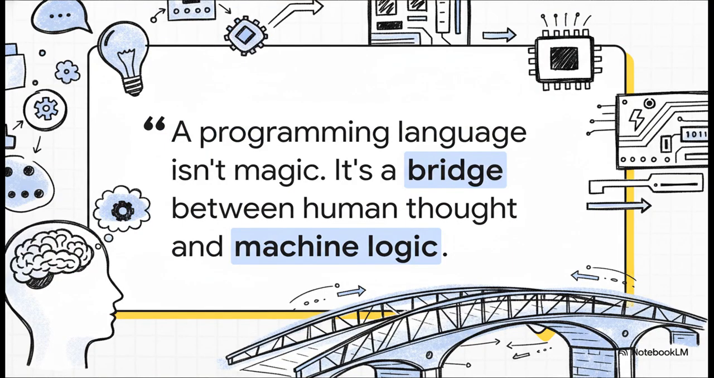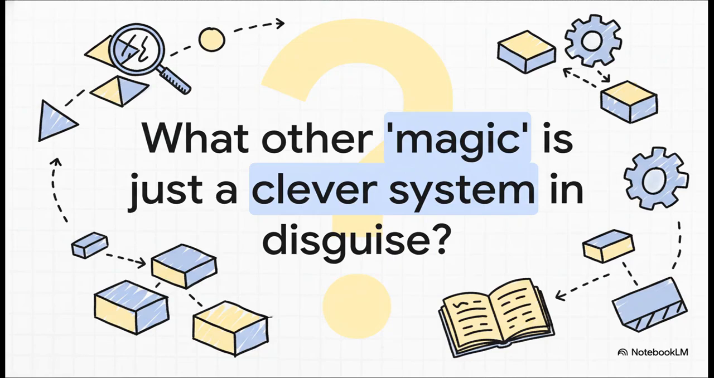And really, that's the whole takeaway here. A programming language isn't some mystical spell that a computer just magically knows. It is a carefully constructed, logical, and frankly, beautiful bridge that we humans designed to communicate our complex thoughts to the incredibly simple, yet powerful logic of a machine. This three-step dance of breaking down, structuring, and then executing, it's the secret behind almost every piece of software you've ever touched. And it kind of makes you wonder, doesn't it? What other magic in our world is really just a clever system hiding in plain sight?